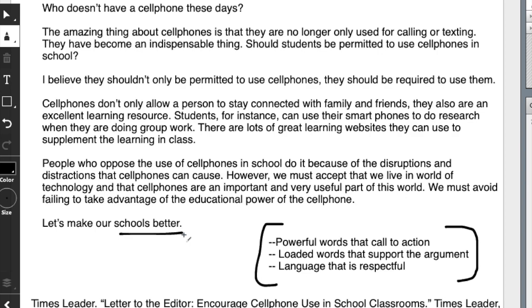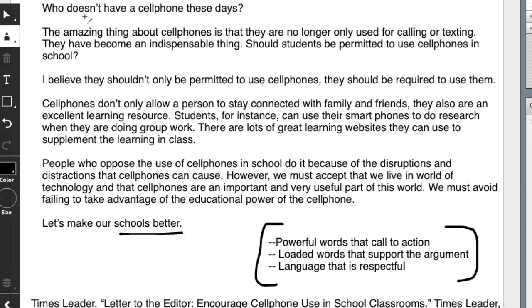Not only is it powerful, it's also loaded because it calls the reader to action, but also helps support the argument that we all want our kids to have strong educational opportunities. So if we look back up to the top, they start with a rhetorical question. The amazing thing about cell phones is that they are no longer only used for calling or texting.